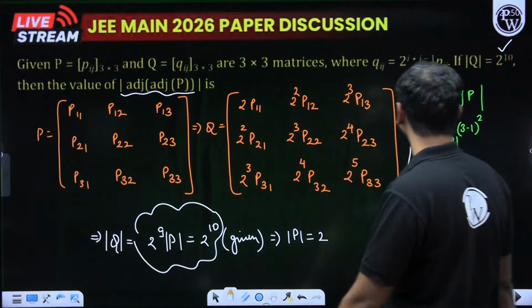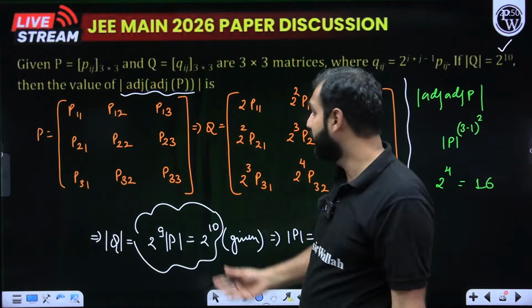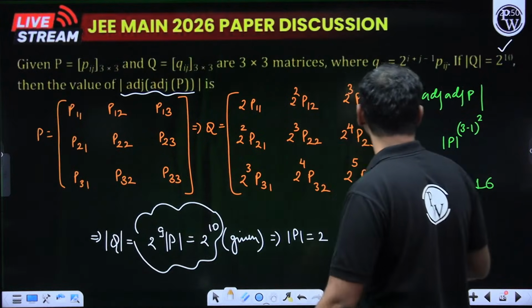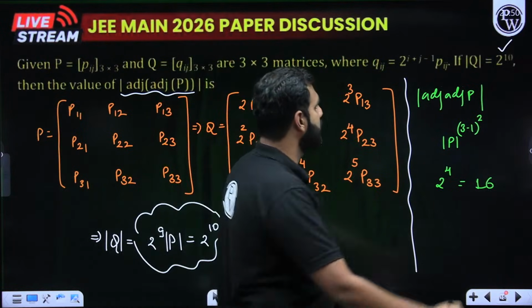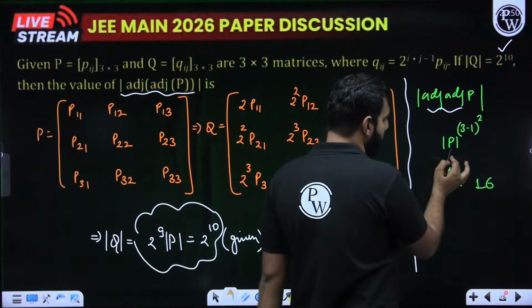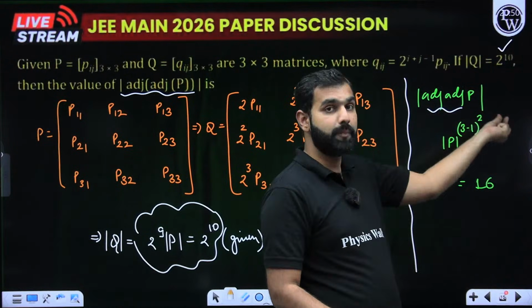So now we are talking about how do you figure out different properties and how do you apply them in such scenarios. So we have determinant of P. Now we are asked the determinant of adjoint of P. So adjoint is appearing 2 times. So determinant of P to the power n minus 1. The order is 3, so 3 minus 1 should be raised to the power 2.